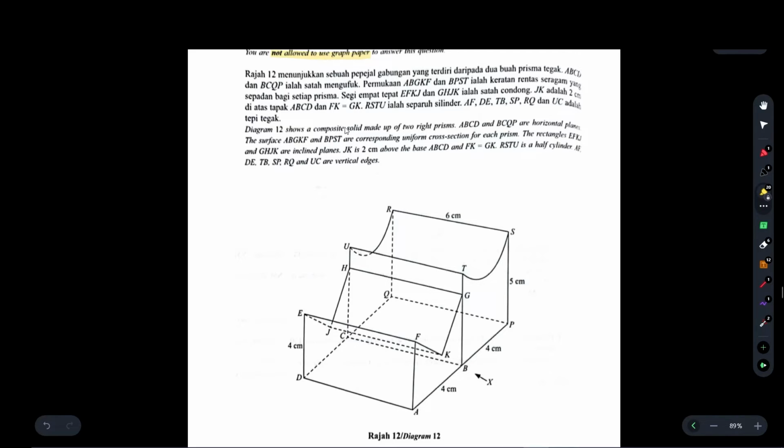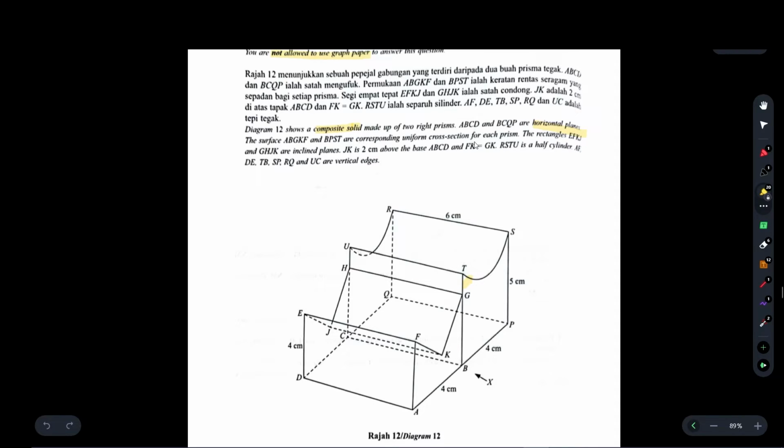Diagram 12 shows a composite solid made up of 2 right prisms, and ABCD and BCQP are horizontal planes. The surface ABGKF, ABGKF, is MBPST right here, and here, are the corresponding uniform cross-sections of each prism.